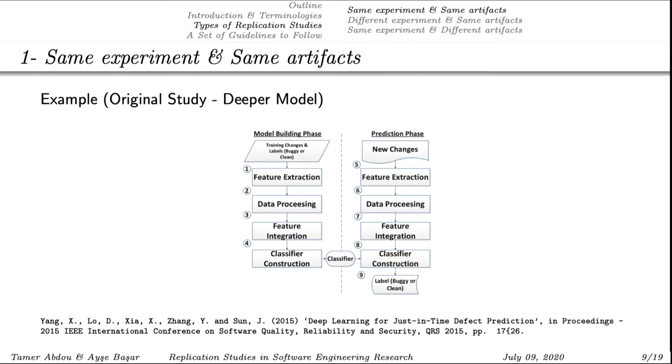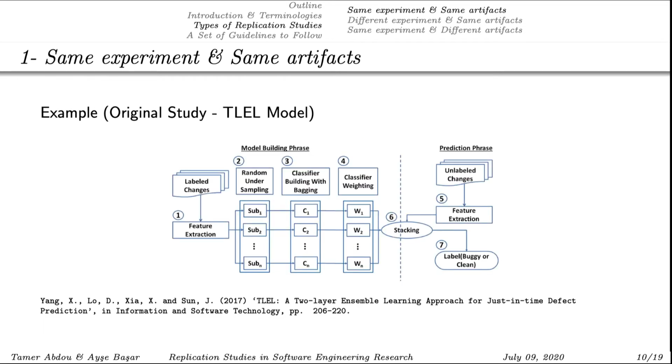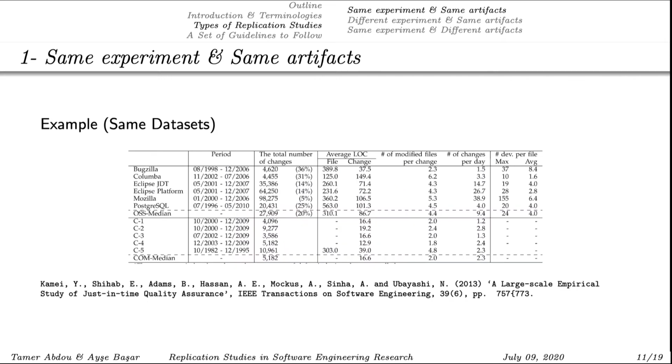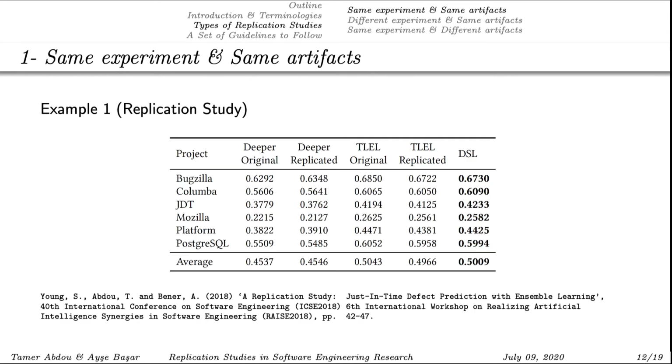The original study proposed a deep learning and two-layer ensemble approaches to predict which changes might induce a defect in a software. We used the same open-source dataset that has been used by the original study. We also kept and investigated the same research questions and the same study design. Then, we compared our analyses to those of the original study.